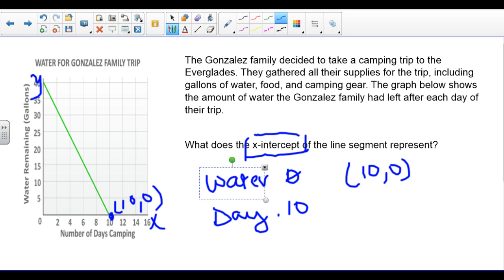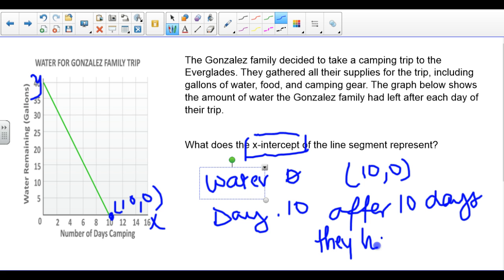So that means after 10 days they had no water left. Okay, so after 10 days, no more water. And then again, you just have to look at your choices and see which one makes sense.